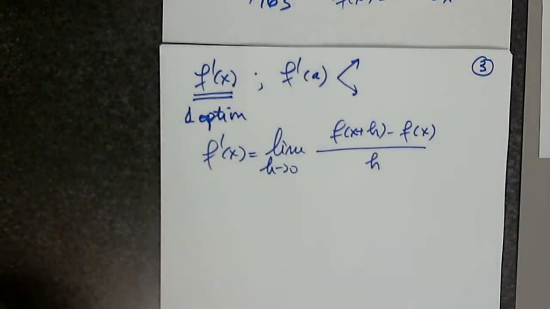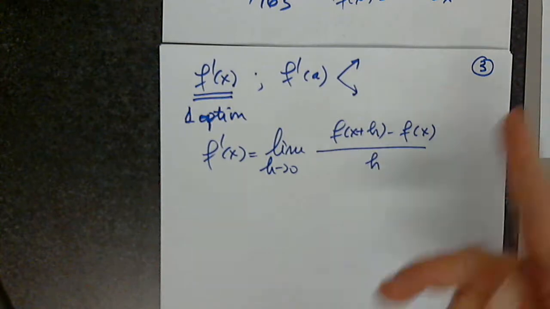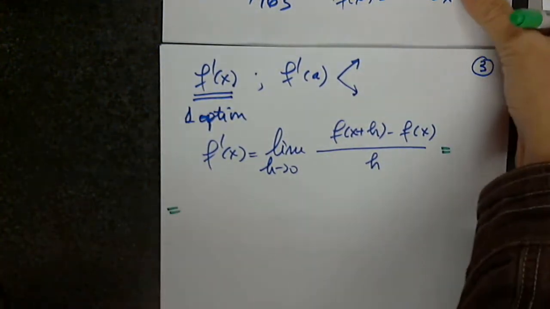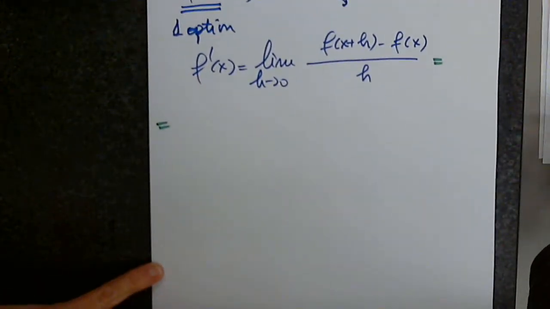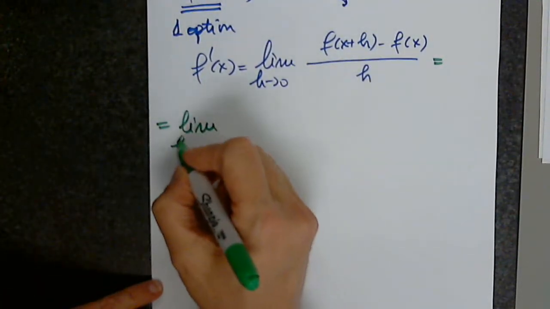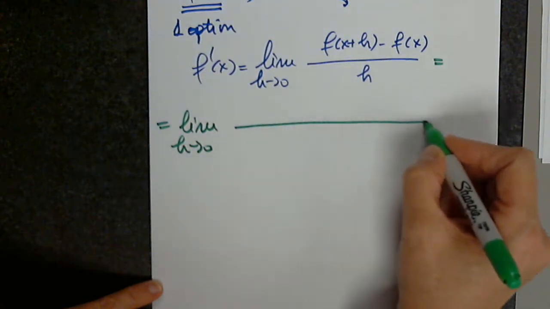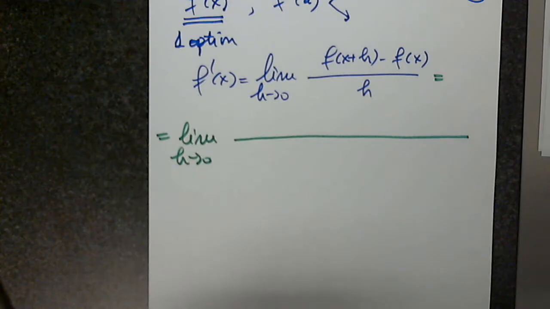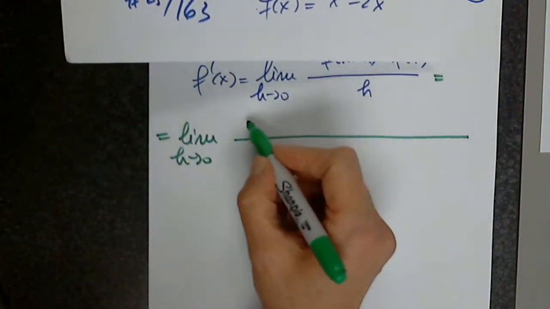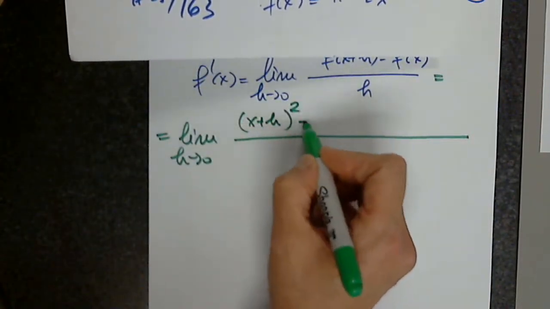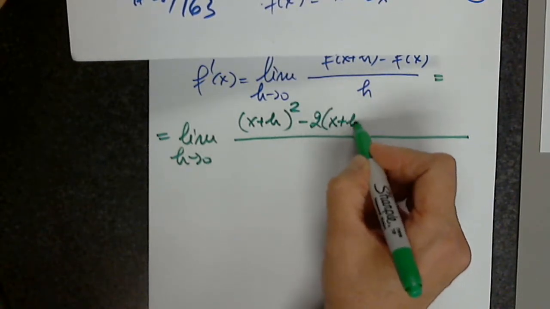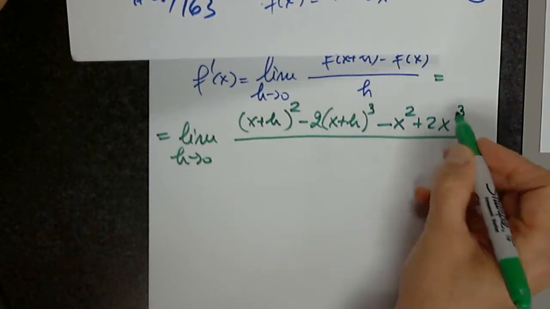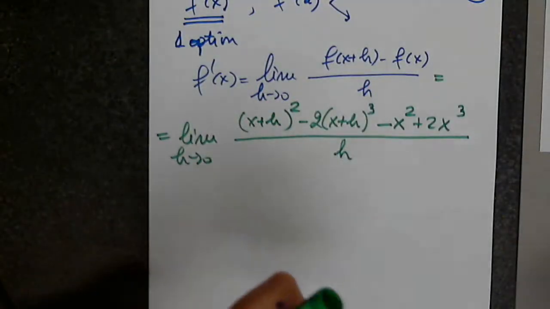Good. So I'm given the function. The function is x squared minus 2x cubed. Can anyone get us started? What do we have to write after this? Equals x plus h squared. Yes. So well, let's write it like that first. So x plus h squared minus 2 times x plus h cubed minus x squared plus 2x cubed divided by h.